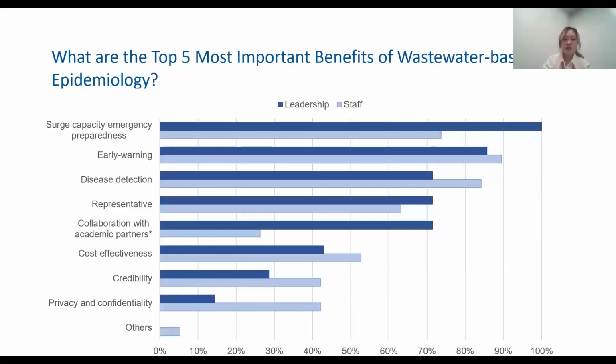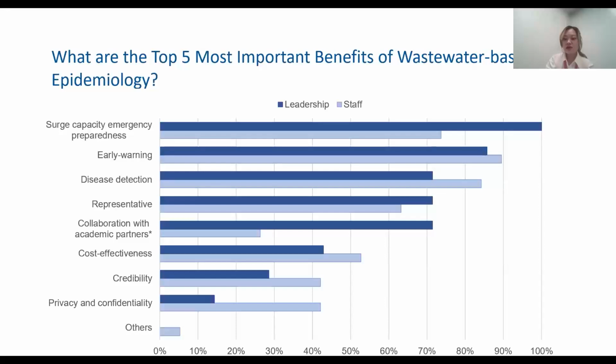One of the most significant questions was, what were the top 5 most important benefits of wastewater-based epidemiology? These questionnaires were issued to both leadership and staff, and we cleaned the data, looked at the results, and conducted appropriate statistical analysis, such as Kruskal-Wallis, Fisher's exact test, and so on, to see what the top 5 important benefits are.